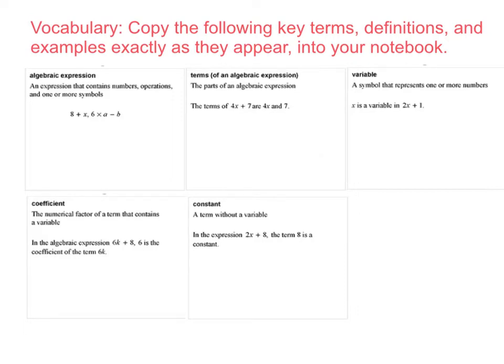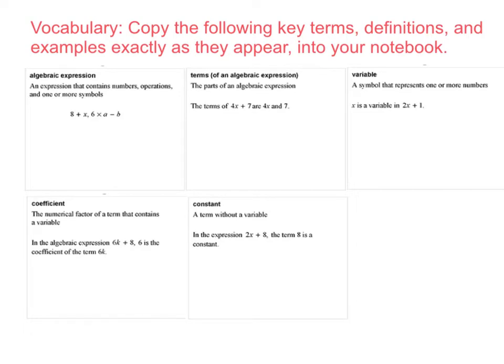An algebraic expression is an expression that contains numbers, operations, and one or more symbols. Terms of an algebraic expression are the parts of an algebraic expression. The terms of 4x plus 7 are 4x and 7.